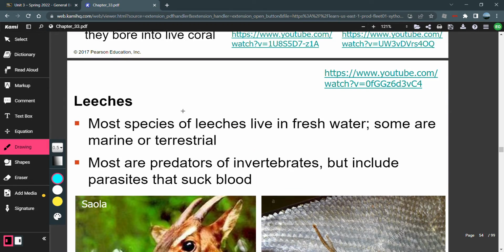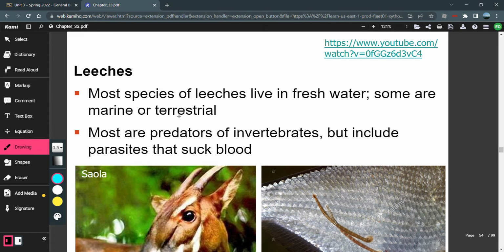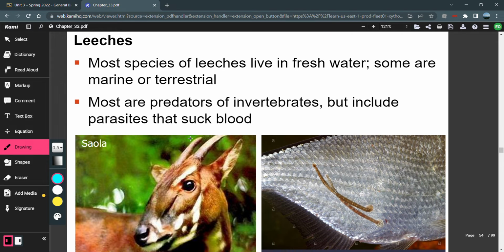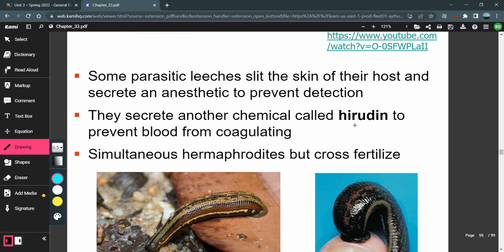And we're going to go to the nasty part, leeches. So leeches are sedentary and are parasites. Most species of leeches are predators of invertebrates and secrete an anesthetic to numb. So once they rip your skin and start sucking, they secrete anesthetic so you won't feel a thing. And they also secrete another chemical called hirudin, which prevents blood from coagulating.